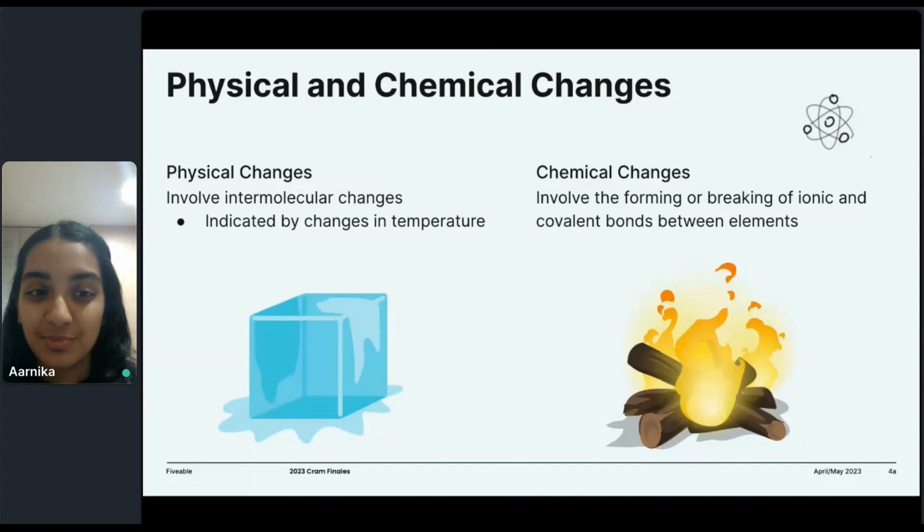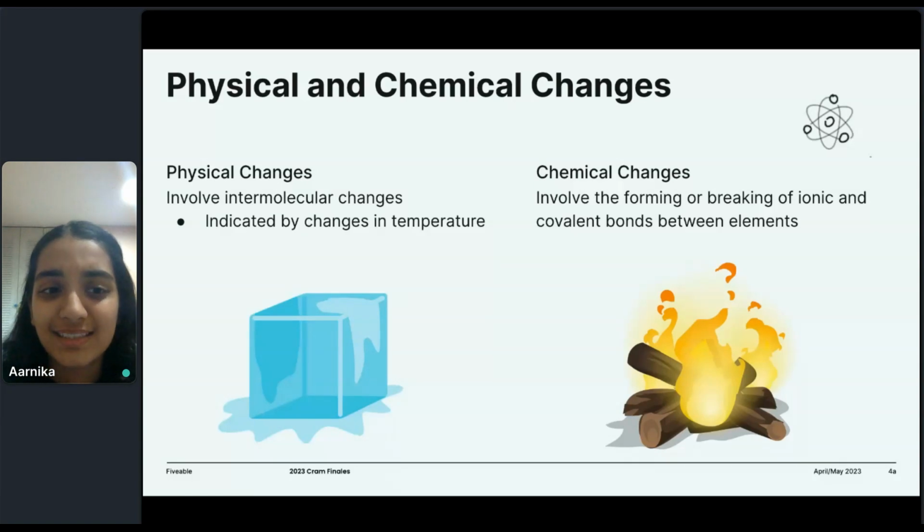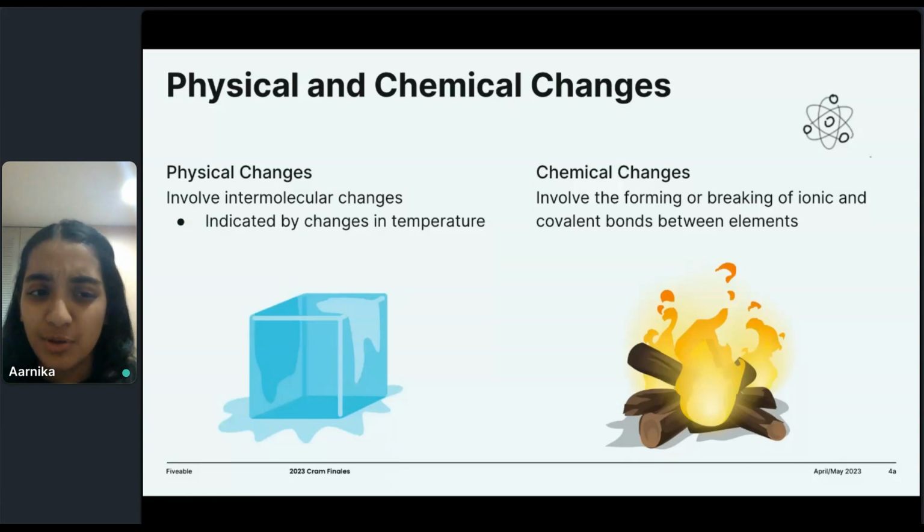And chemical changes, on the other hand, involve the forming and breaking of ionic and covalent bonds between elements. So this is like an irreversible change. It can be things like baking a cake, because after you bake a cake, you can't really unbake the cake. It's going to be a constant and a permanent change. And another thing is like heating fire, because when you heat fire, you can't unheat it.